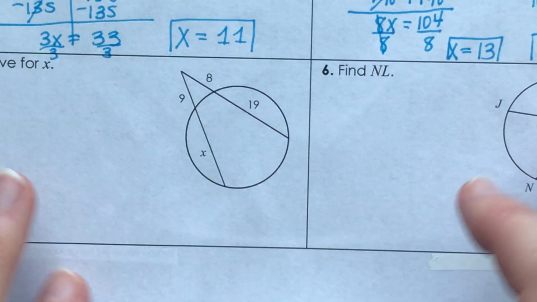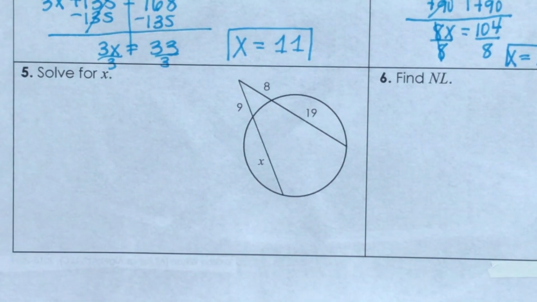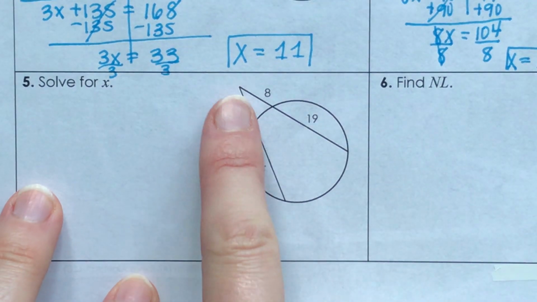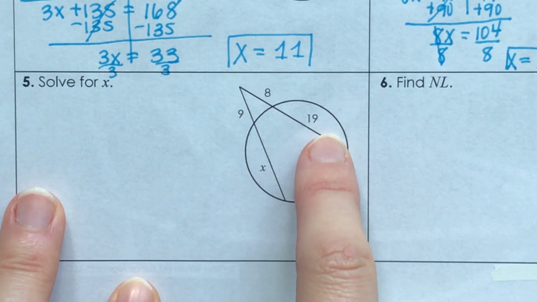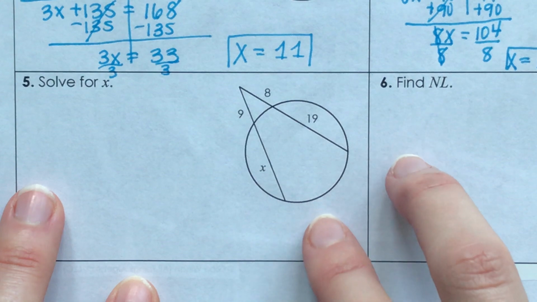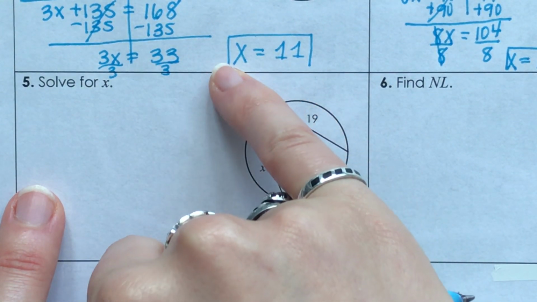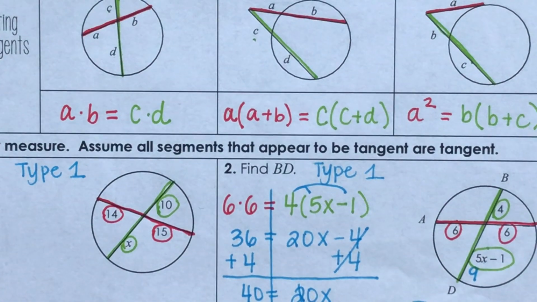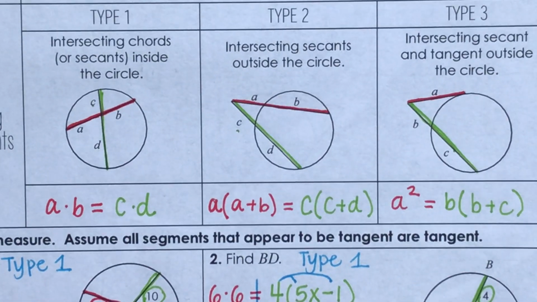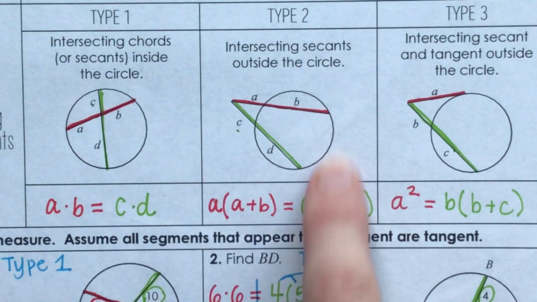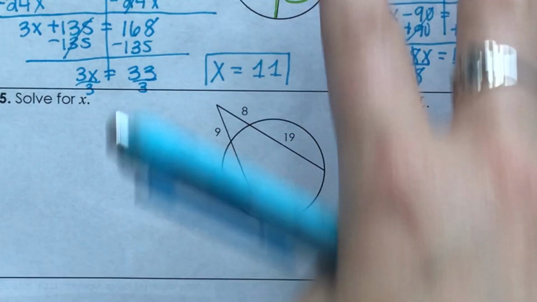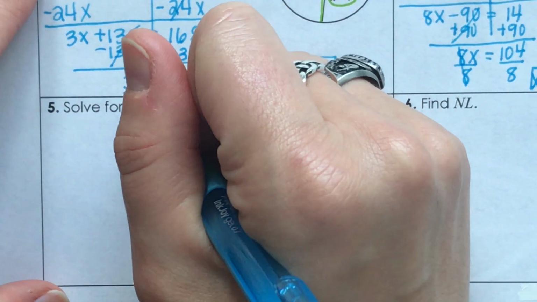All right. Number 5. First thing I'm going to do is determine what type of problem this is. Now I notice that I've got some pieces that are inside, some pieces that are outside. So it looks like I've got 2 different secants that intersect inside and outside of the circle. So if I come up here, that picture looks like this type 2 problem. So I'm going to use this equation for this problem. This is a type 2.